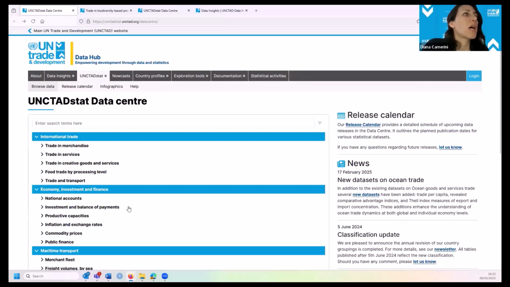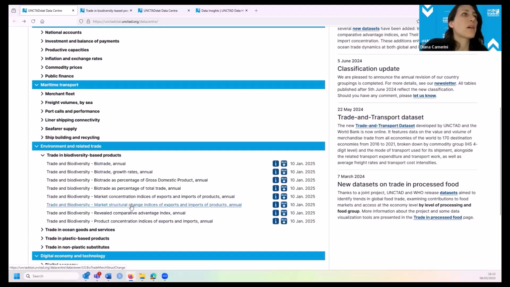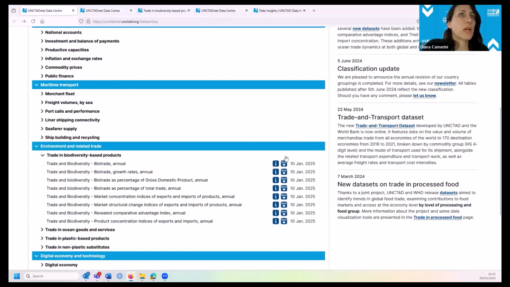We also have two other types of indicators that reveal, for example, the market structural change indices of exports and imports of products, which tell us how the concentration indices of exports and products vary over time. And we also have the revealed comparative advantage. All the details on how things have been calculated are available in the metadata, so in these tabs with info. Again, you can always download the bulk data here.